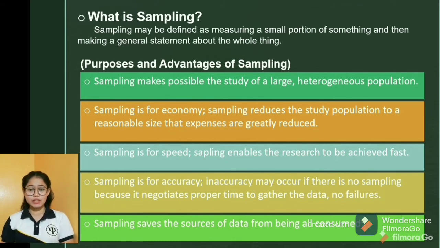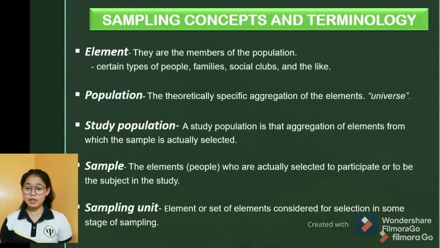Now let us proceed to the sampling concepts and terminologies that we should remember. First is element. A person or a group of people can be called an element if they are part of a population from which the researchers intend to select who among them are to be included in the sample. As you can see on the screen, elements can be members of the population. They could be certain types of people, families, social clubs, and the like.